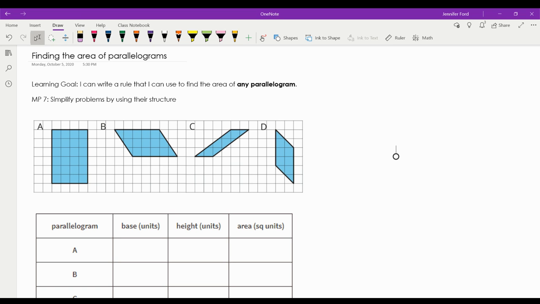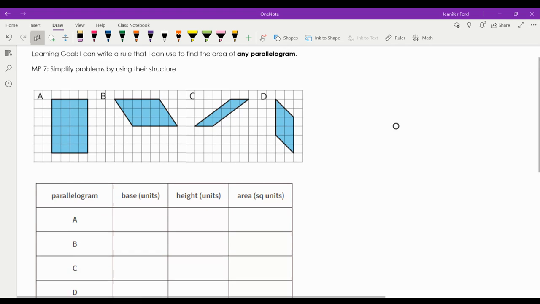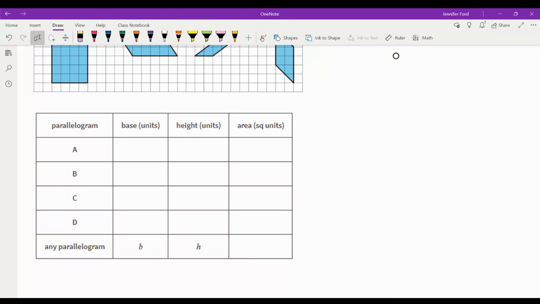Hi, friends. We've been working and thinking about parallelograms for a while, and I think we're to the point where I'd like us to be able to write a rule that we can use to find the area of any parallelogram. And we're going to be using Math Practice 7 as we think about this, simplifying problems by using their structure, okay? So what I've done is I've set up 4 example parallelograms, and we're going to take some notes on that.